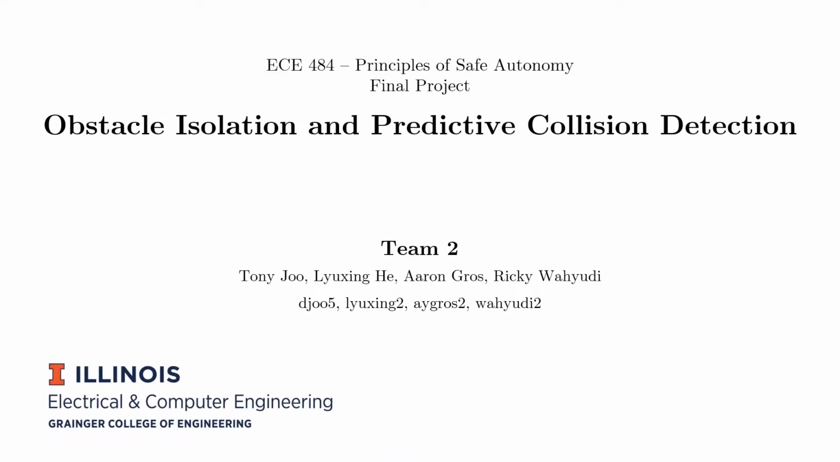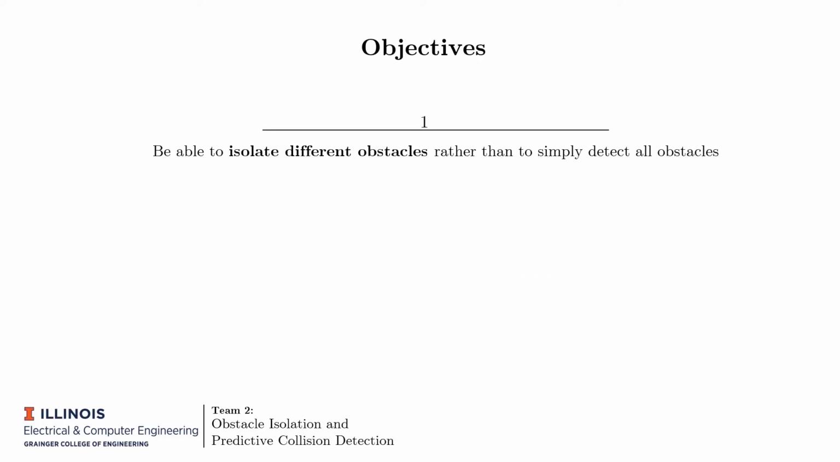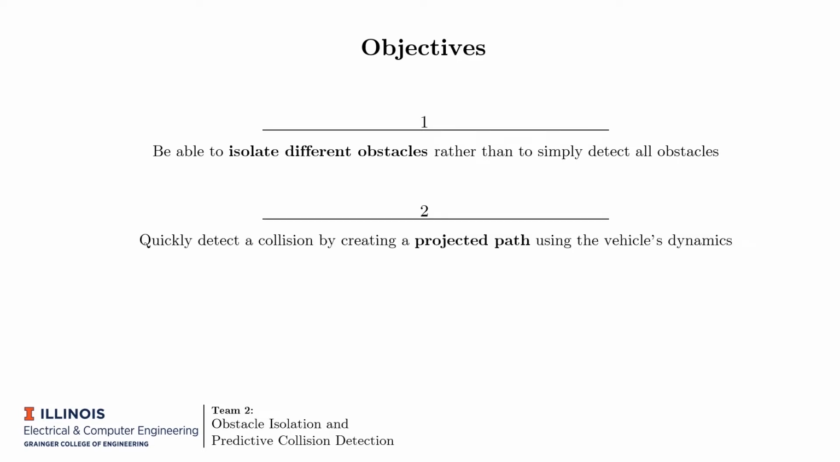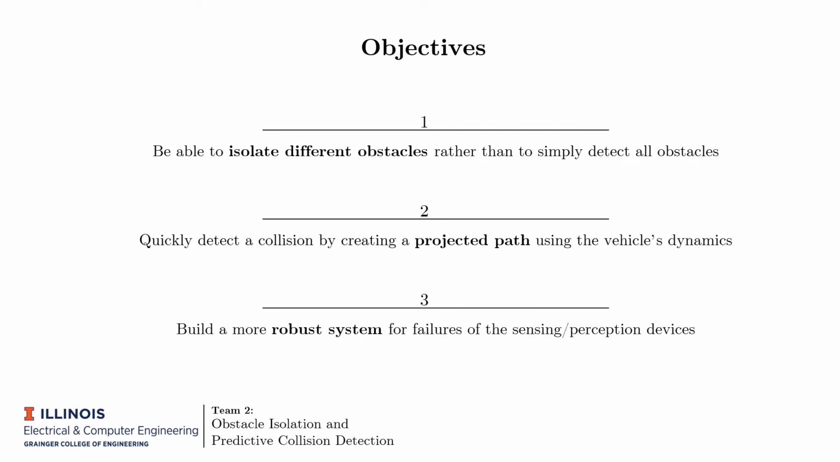In this video, we'll talk about obstacle isolation and predictive collision detection. We have three main objectives. First one being the ability to isolate different obstacles rather than simply detecting obstacles. Second, quickly detecting a collision by creating a projected path using the vehicle's dynamics. And last but not least, we want to build a more robust system for failures of the perception devices that are used to detect obstacles.